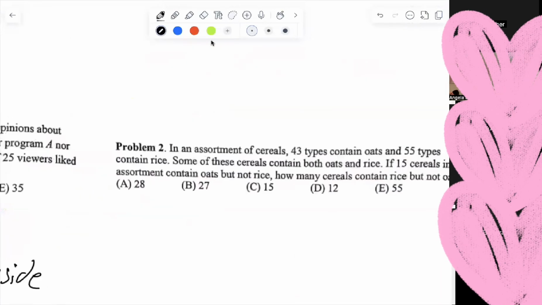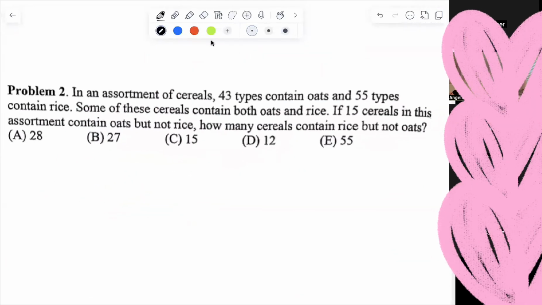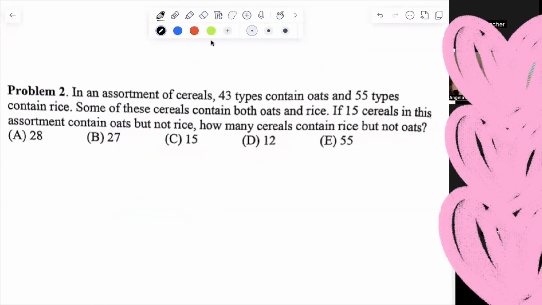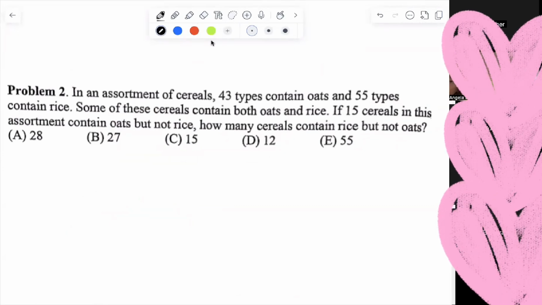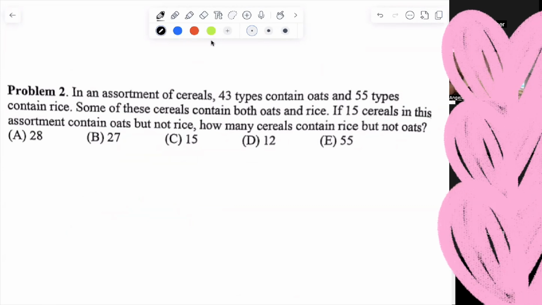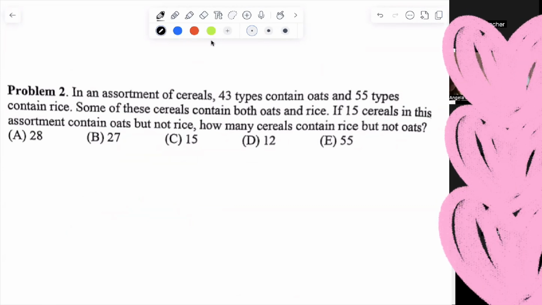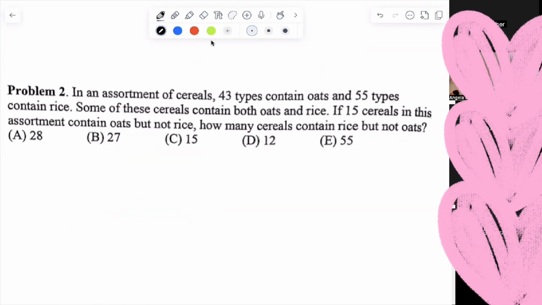Alright, let's get started with problem 2 now. In an assortment of cereals, 43 types contain oats and 55 types contain rice. Some of these cereals contain both oats and rice. If 50 cereals in this assortment contain oats but not rice, how many cereals contain rice but not oats?